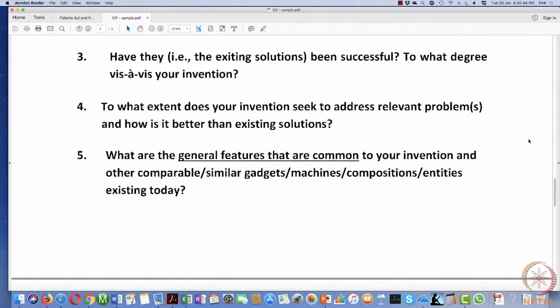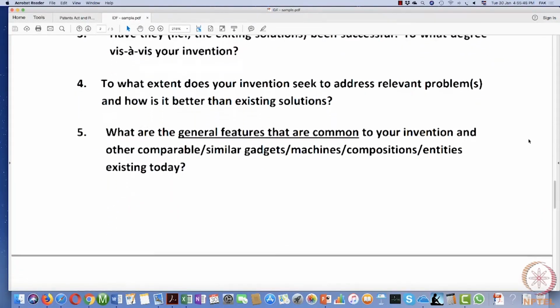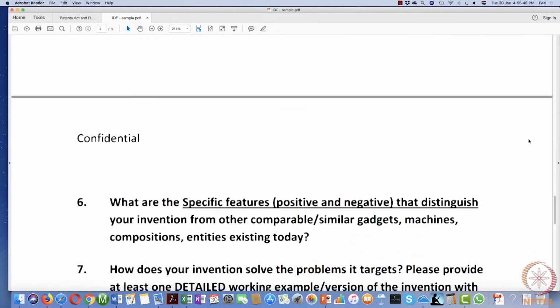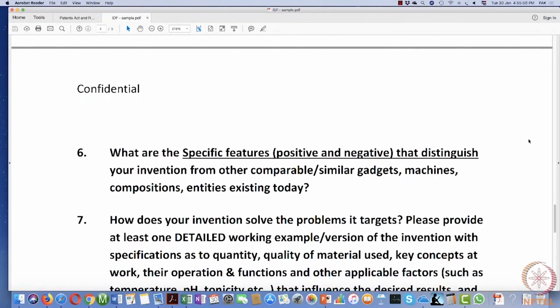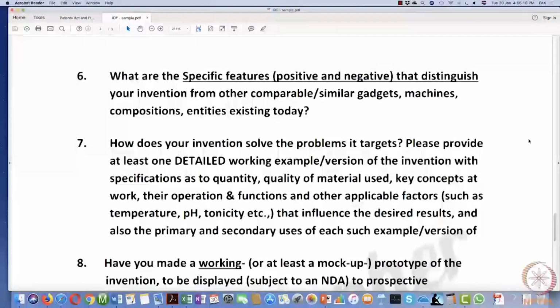The general features that are common to your invention. Specific features that distinguish your invention. Now, the specific features is where we try to understand the inventive features, the ones that have to be patented, that have to be claimed. So understanding the general features and the specific features will be critical, because based on that you will be using that input in drafting your claim.